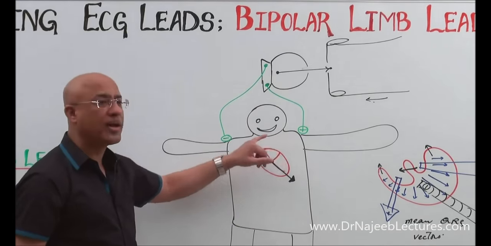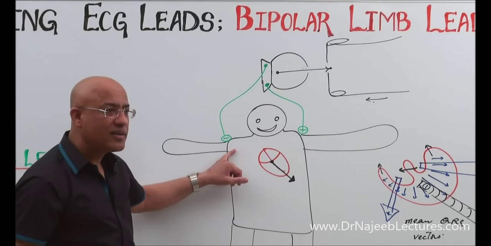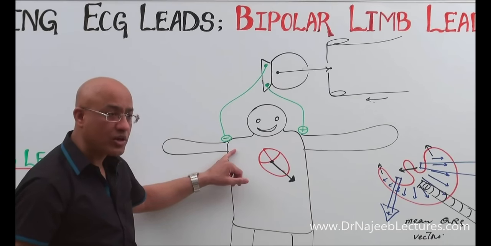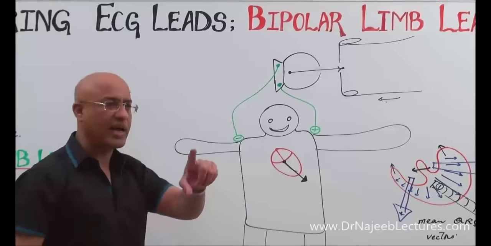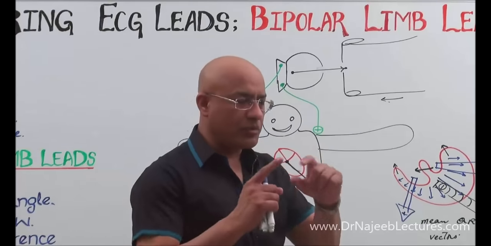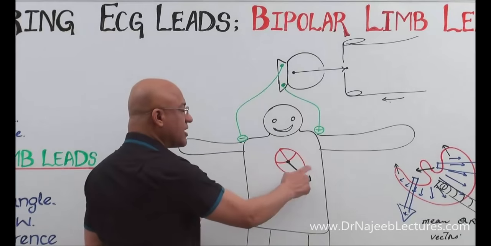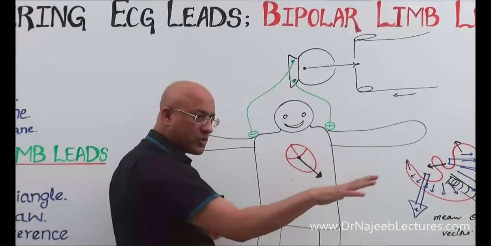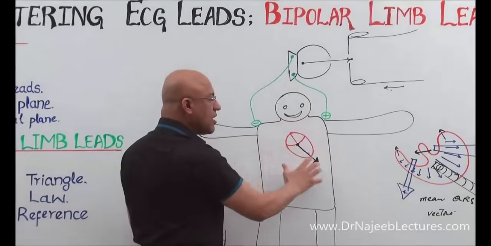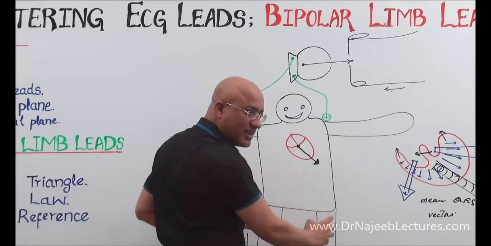in these two points is being produced by the current, depolarization currents or repolarization currents, which are being generated by the cardiac electrical activity. I will repeat it, it's worth repeating: when the heart is undergoing electrical events, electrical vectors are being produced. These electrical vectors or events are being conducted throughout the body.